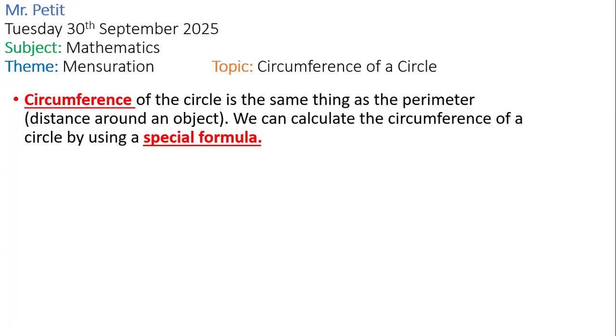Renee Sweeting, where's Renee Sweeting? Yes, sir. Give me a C word that means the same thing as the perimeter of a circle. Circumference. Very good. So the circumference is the same thing as the perimeter of the circle.